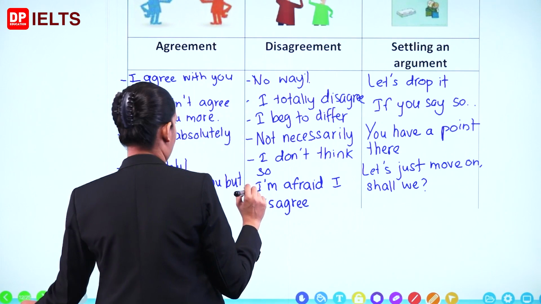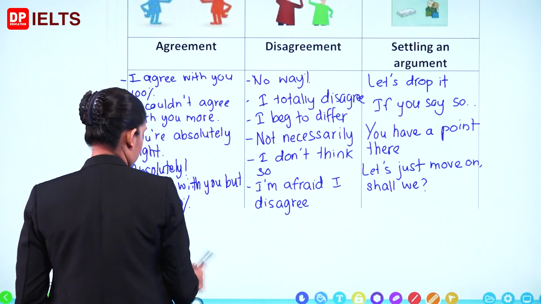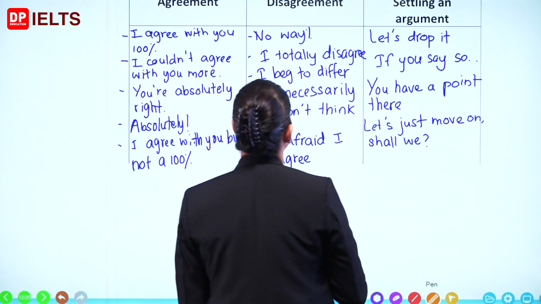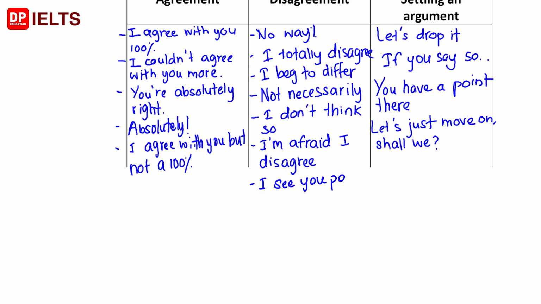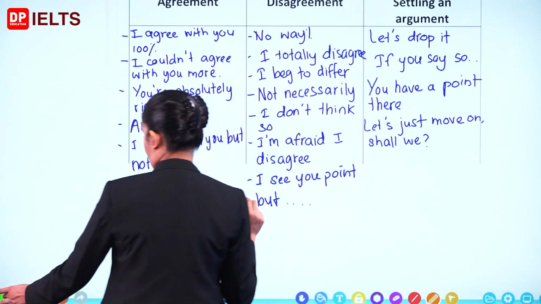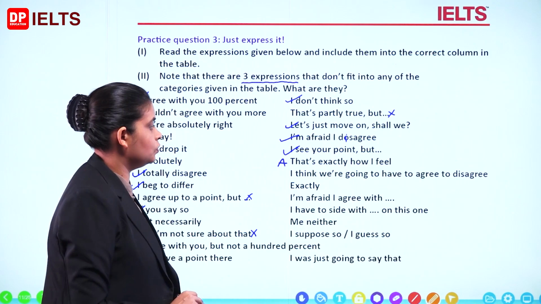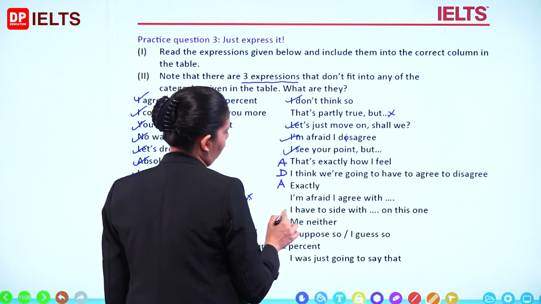Next one, I see your point, but. Agreement. I see your point but, okay, partially kind of thing, settling an argument. See, it's kind of a disagreement. I see your point but you don't agree based on these things, right? That's exactly how I feel. Agree. I think we are going to have to agree to disagree. Exactly agree. I'm afraid I agree.